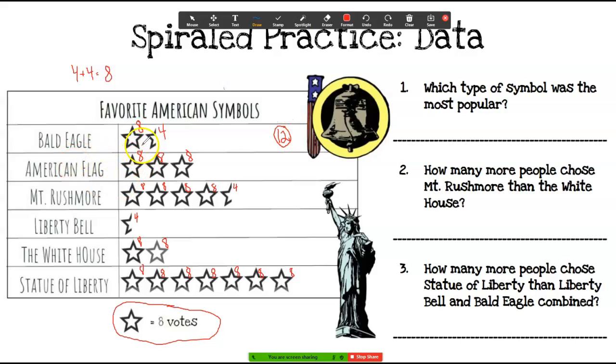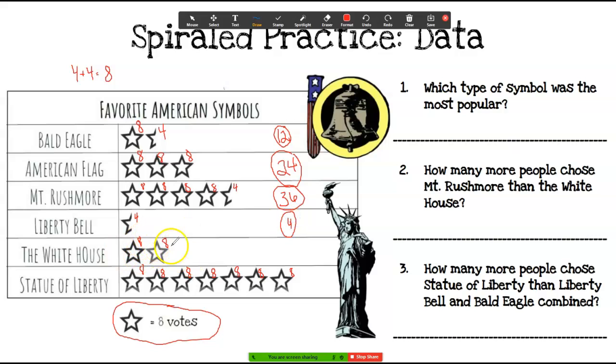For the American flag, I have 8 3 times. So I have 8, 16, 24. All you had to do was add 8 3 times. For Mount Rushmore, I have 8 plus 8 plus 8 plus 8 plus 4. So I have 8, 16, 24, 32 plus 4, 36. Make sure you add 4 right there instead of 8. Okay, and then Statue of Liberty, I have a 4, which is pretty easy.